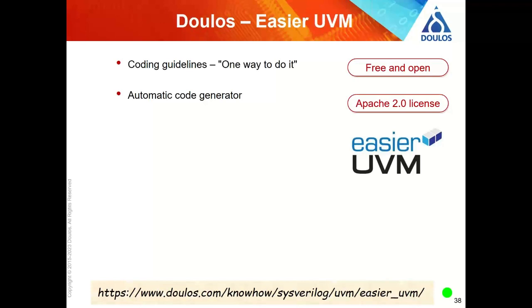So to help, a few years back, we created our Easy UVM project, which you can access on the Doulos website. There's a link here. Firstly, it contains a whole set of coding guidelines to help you get started: how you create your UVM environment, naming conventions, which bits you use, which bits you ignore, and so on. And there's also an automatic code generator, where you enter some fairly simple templates, and it will create the UVM environment for you.